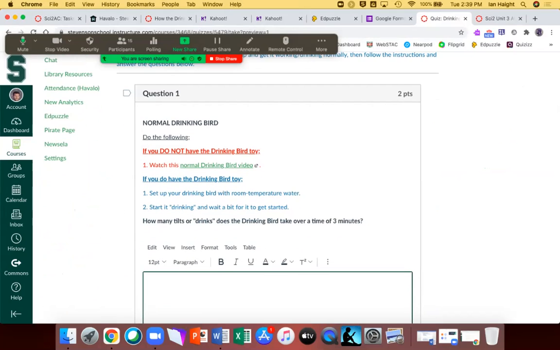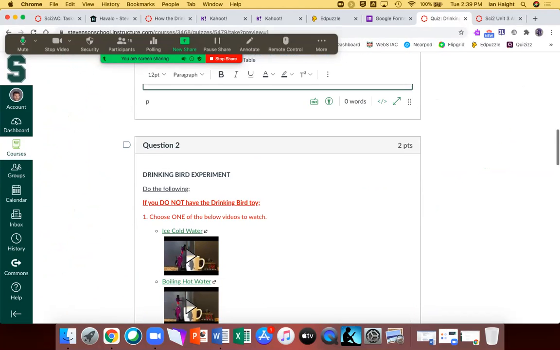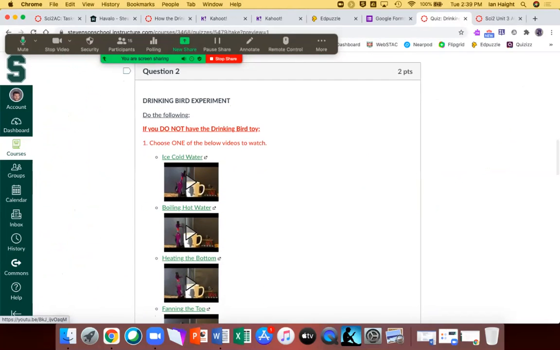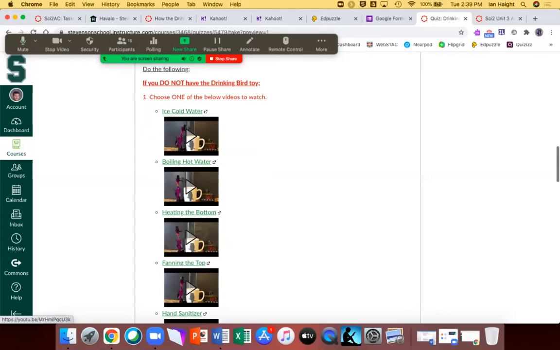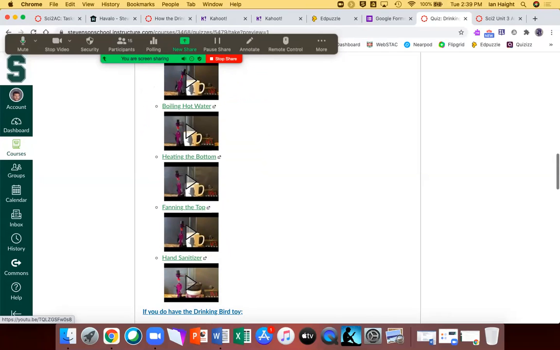But basically what you're doing is you're trying to set up your Drinking Bird like normal, and then you're going to time for 3 minutes and count how many times it tips over and drinks under normal conditions. And then you're going to change something. So you can either give it ice cold water to drink or boiling hot water. You can heat the bottom using a blow dryer or a candle or a space heater or something like that. You can fan the top portion, right? So get an electric fan, or just, again, I use a lid from Tupperware and wave at it.